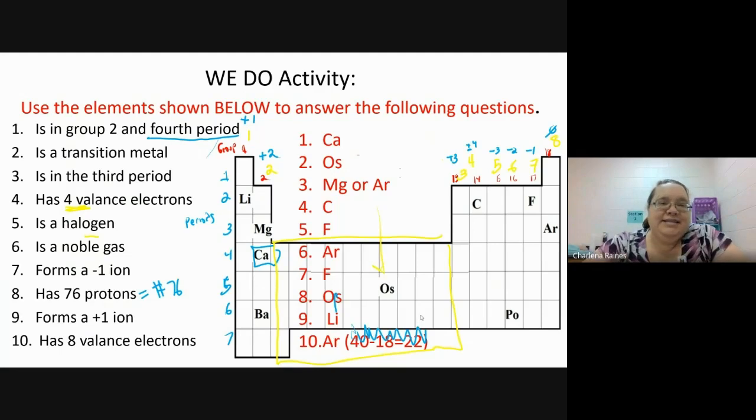So that is it for our We Do activity. If you got at least 70, 80% of them correct, you are good to move on to the practice for the day. If you did not get at least 70 or 80% of them correct, go back, rewatch the video, take some better notes, because this is some of the foundation that we will use the entire semester. This is the bare bones basics that you need to build upon for the rest of the course.